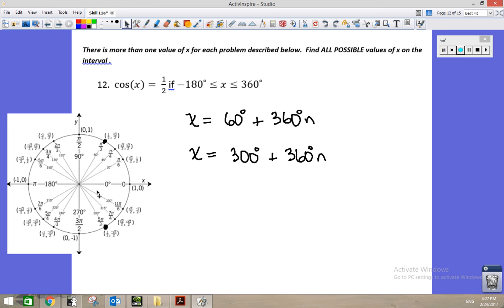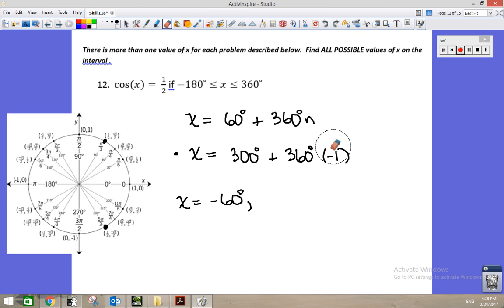So the negative 180 is if you went clockwise, if you went down. So it's going to pick up this point and this point down here. So if I let n be negative 1, if I focus my attention on this equation, and if I replace n with negative 1, then I get positive 300 minus 360 is a negative 60 degrees.